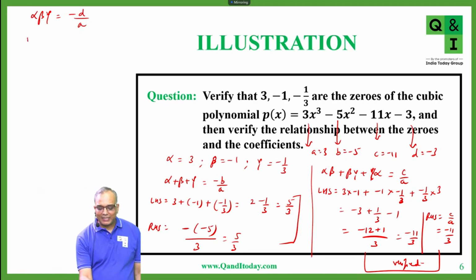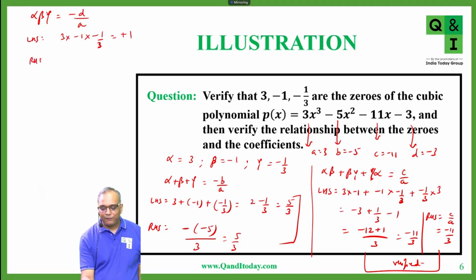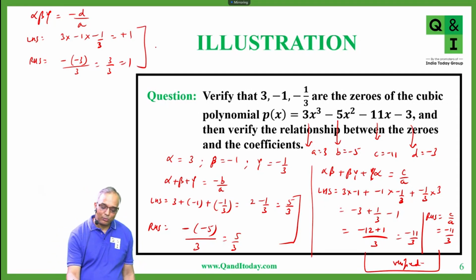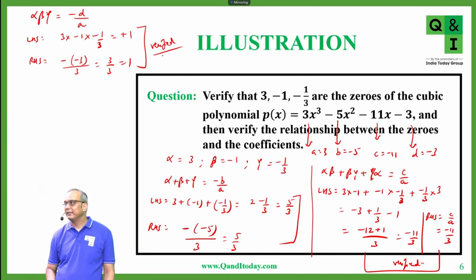So alpha beta gamma, the LHS is equal to 3 times minus 1 times minus 1 by 3, which is equal to plus of 1. And if you see the RHS is negative of negative 3 by 3, which is 3 over 3, that is again 1. So again LHS is equal to RHS. We say that this is verified.